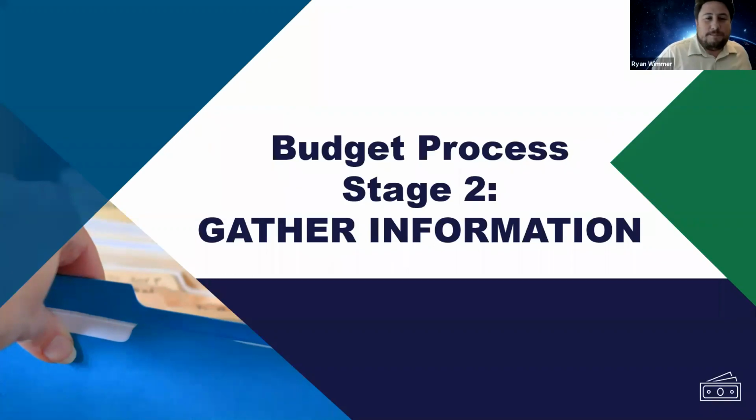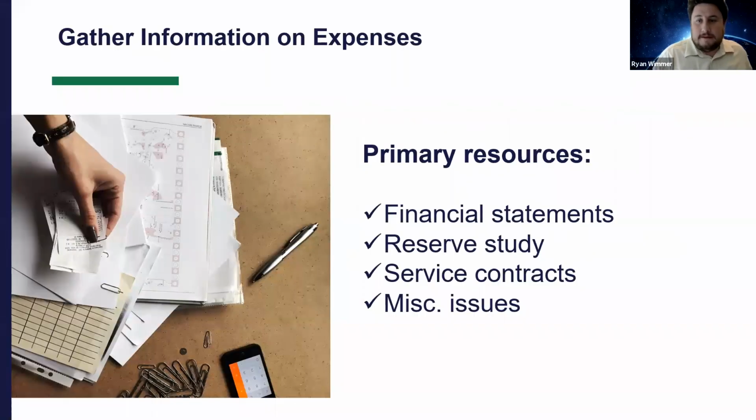All right, budget process stage 2, gather information. Once you finalize your annual goals, you sat down, you made all your plans, you typed everything out into sentences, you're ready to gather and review the information regarding the expenses that you're going to have. The information is easier and more accurate if you gather it in advance and are ready to go. So your primary resources for this are your financial statements, your income and expense, your check register, your balance sheet, which tells you where you are right now. Your reserve study.